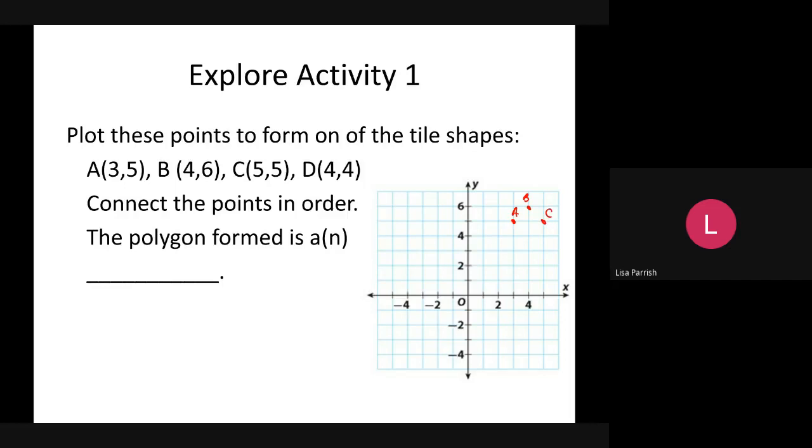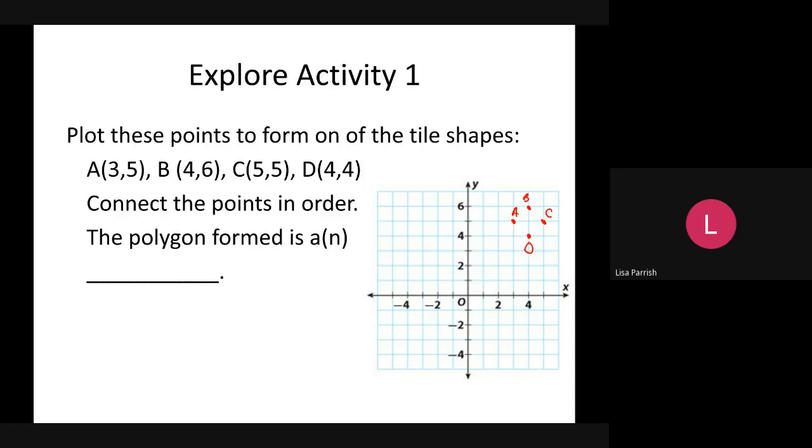Make sure you're plotting these on your notes. Point D is positive 4, positive 4. So again, I go over to positive 4, up to positive 4. Dribble and then shoot. Label that as a D.